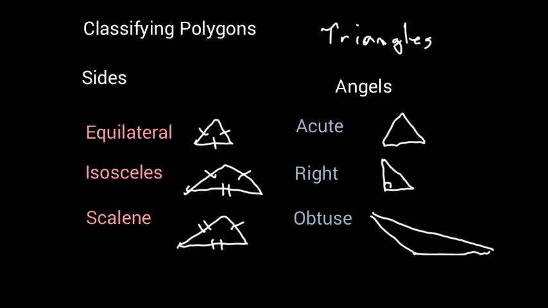When you classify triangles, you need to classify based on sides and angles. So an equilateral triangle is also going to be acute. A right triangle could be either isosceles or scalene. An obtuse triangle could either be isosceles or scalene. It could never be acute.